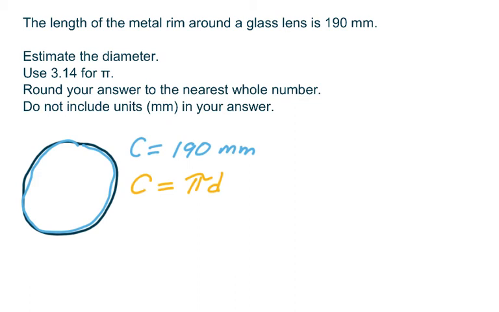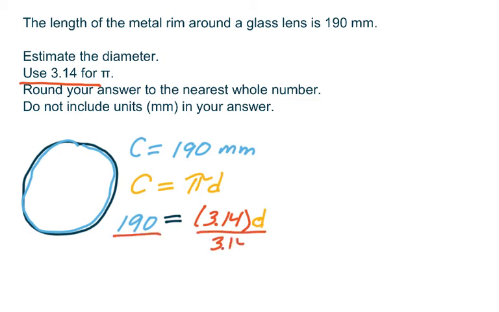And I will start to substitute in. I actually know what the circumference is, so it's 190. So I'll put that for the circumference equals, and I'm told that I need to use 3.14 for pi, so I'll put 3.14, and I'm multiplying it by the diameter, the unknown diameter. We're going to divide by the coefficient 3.14 on both sides of the equation. We do this on both sides of the equation so it stays balanced.